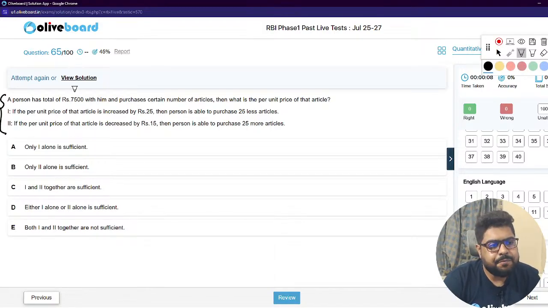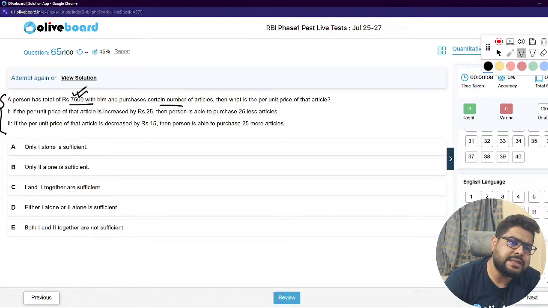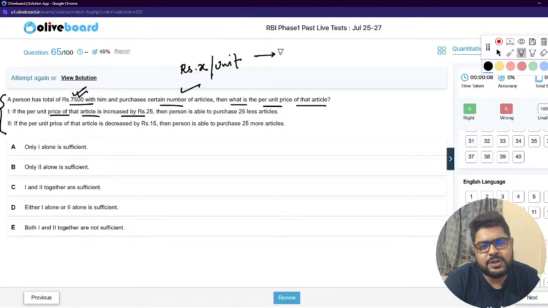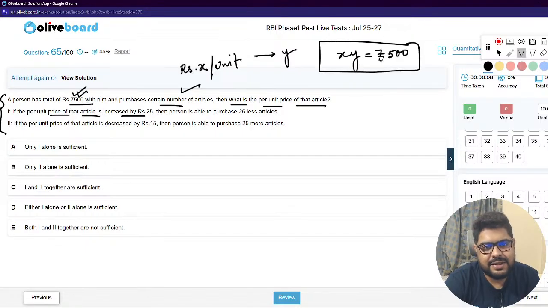So please understand, he had 7,500 rupees, and they are asking about purchasing a certain number of articles. What is the per unit price of the article? Sir, let me just say this. X rupees is the per unit price and he purchased Y articles. So XY is 7,500. Understand this well, sir.